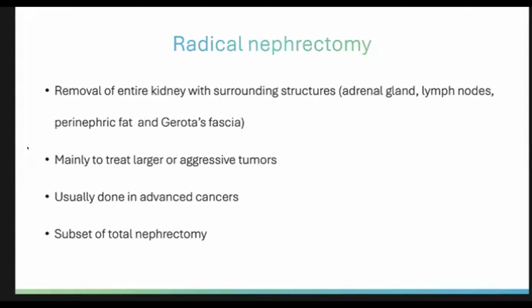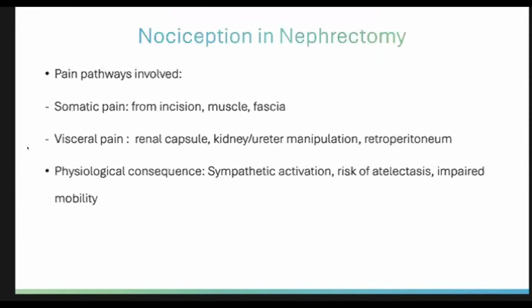Coming to what is a radical nephrectomy, it is the removal of an entire kidney with the surrounding structures, and mainly it is used to treat larger or aggressive tumors. So the nociception in radical nephrectomy is due to somatic pain, which can occur from the incision, muscle or fascia, and visceral pain, which can be due to the renal capsule, kidney, ureter manipulation or retroperitoneum.